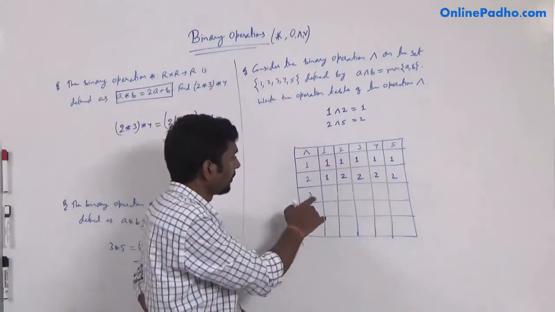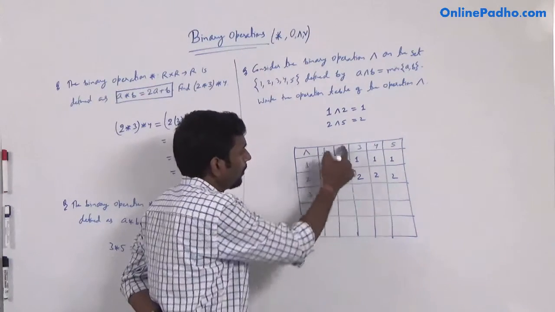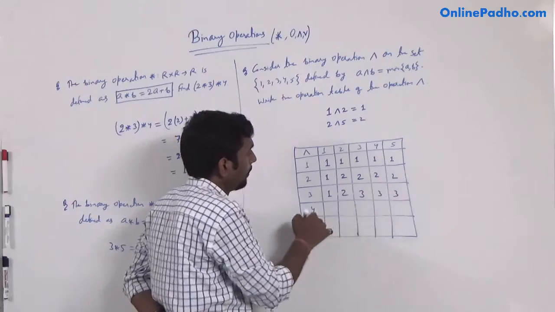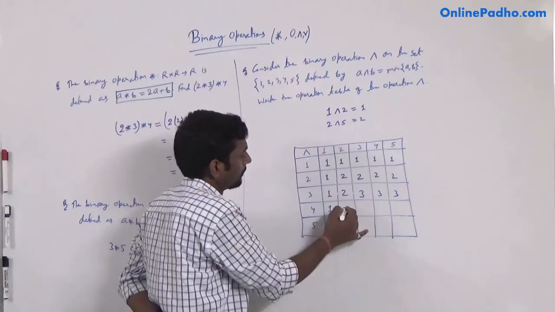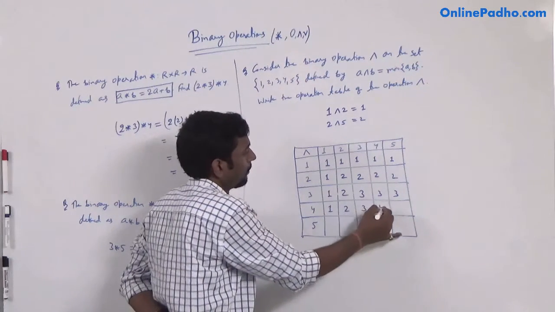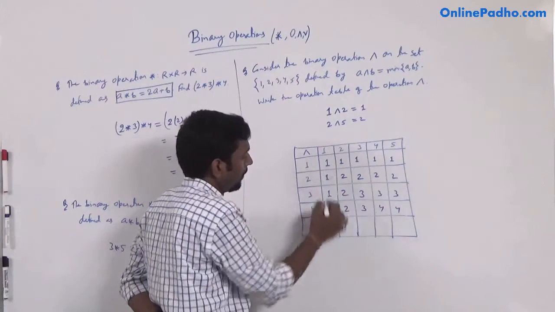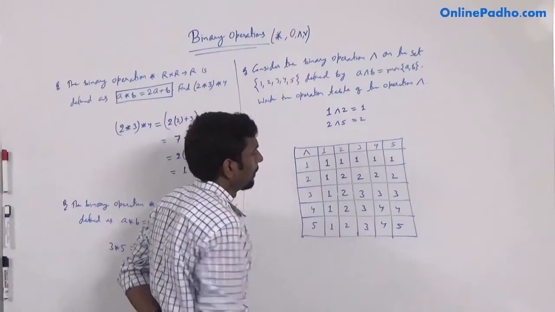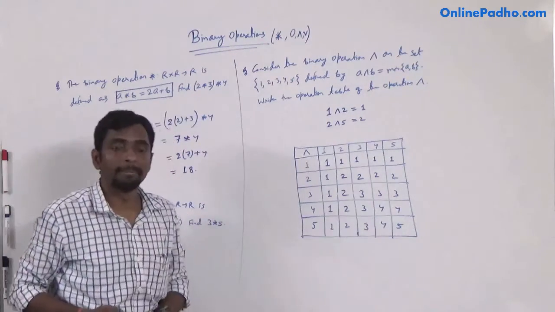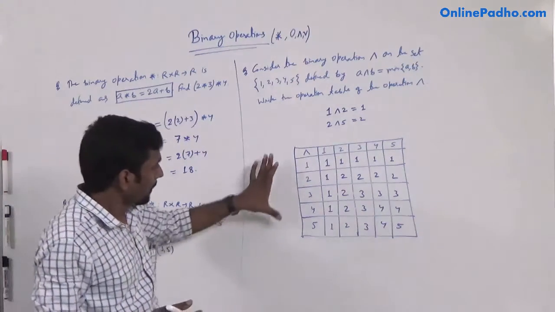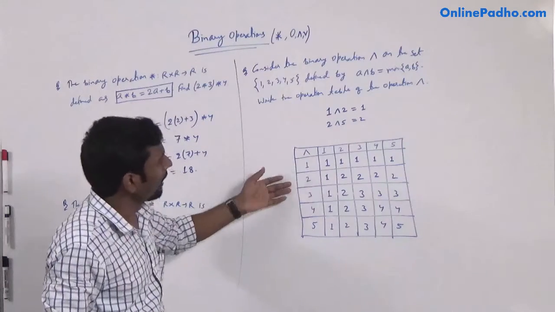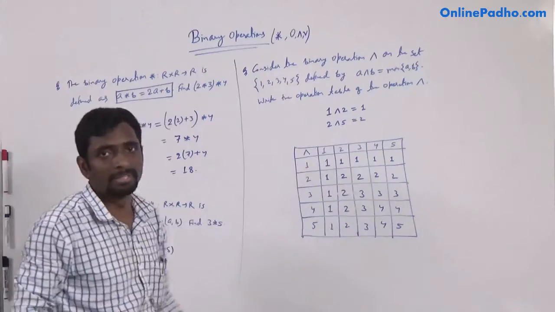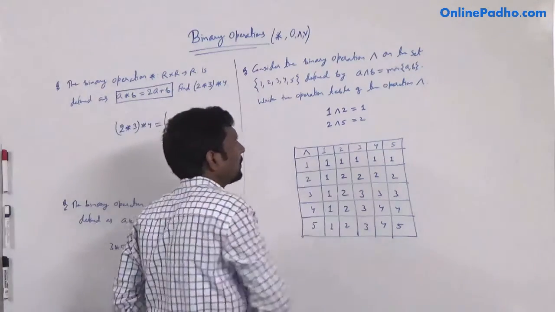Right? Minimum of 3 and 1? 1. Minimum of 3 and 2? 2. 3 and 3? 3. Minimum of 4 and 1? 1. Then 2, 3, 4, 4. 5 and 1? 1, 2, 3, 4, 5. Yes, this is the table. With the help of this table, we can find the minimum of 2, 5, or 1, 2, or 4, 5. We can find each and every term. This is a very simple question.